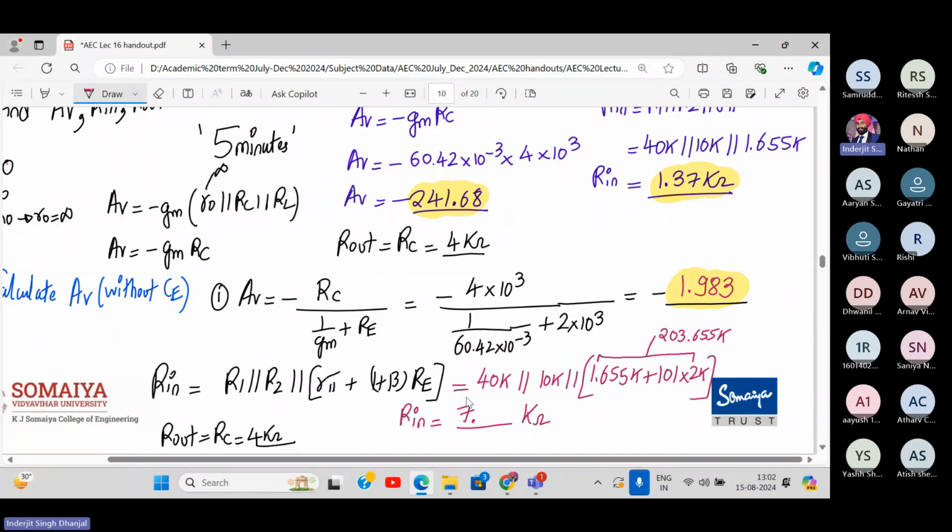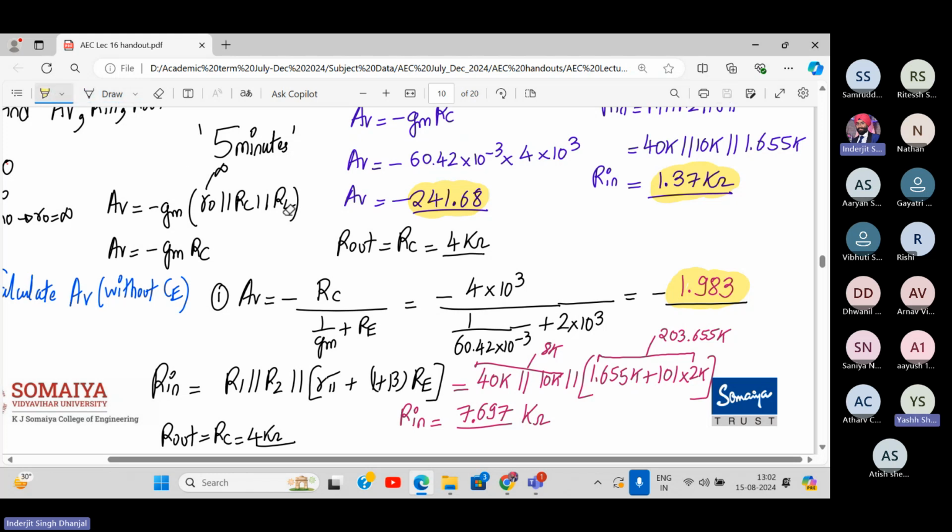So 40K parallel to 10K will give me 8K. This is 8K, right? These two. So 8K parallel to 203.655, that is 203.655 divided by 8K plus 203.655. That's 7.697. This is what I'm getting right now.